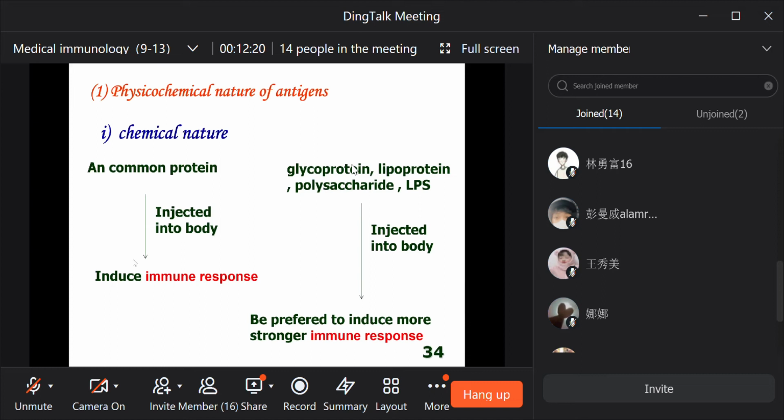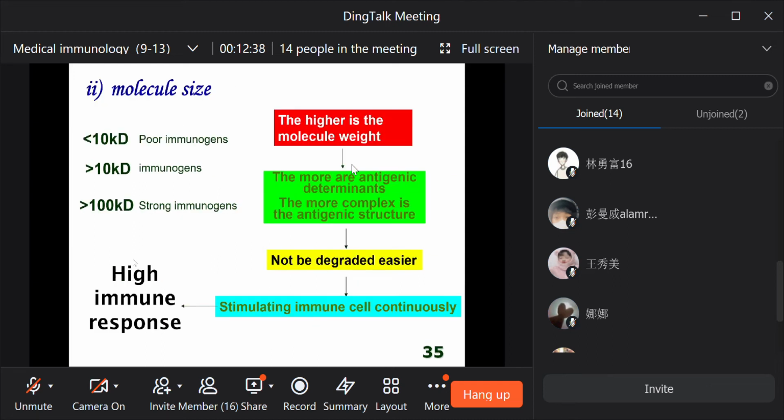So the chemical nature is a very important characteristic for the special substance. And on the other side, the molecular size is also an important aspect for a substance for the immune response.